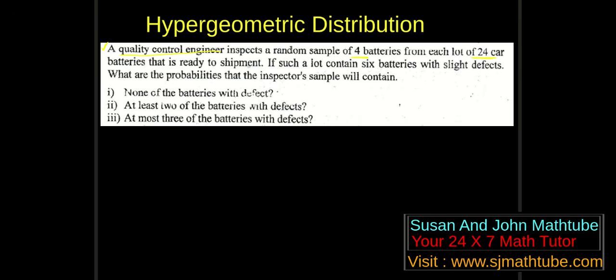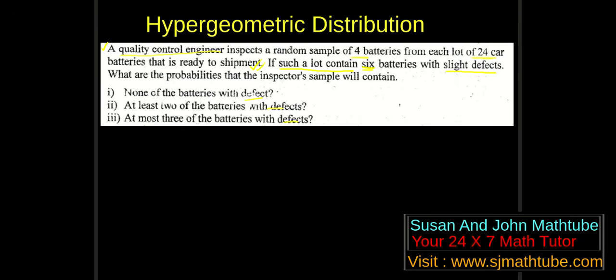Okay, so which is ready for shipment. Okay, and he knows something. He knows that such a lot usually contains 6 batteries which are slightly defective. And as usual, they are asking us to find the probability none will be defective, at least 2 of them will be defective, etc., etc.